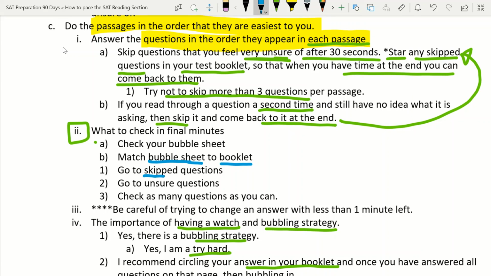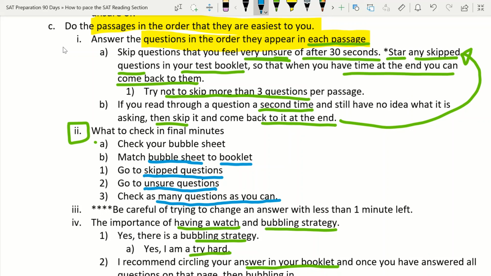After that, what you're going to want to do is go to your skipped questions. So any questions you skipped, go back, find those, answer those. And then after that, go to the questions that you're just a little bit unsure of, right? There's always some questions where you're like, I don't know, this one could kind of be between 2. So after you've answered the questions you skipped and needed more time on, then go through and answer your unsure questions. And now after that, pretty much all the questions you're feeling decently confident on, then just go through and check as many questions as you can, okay?